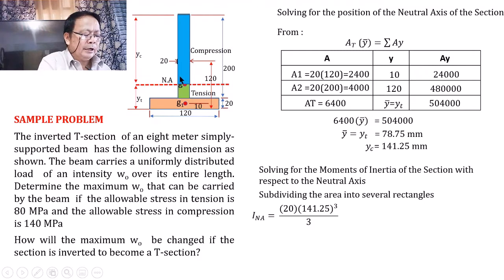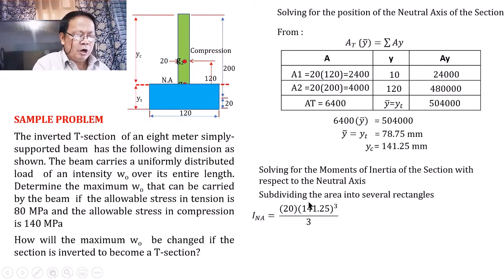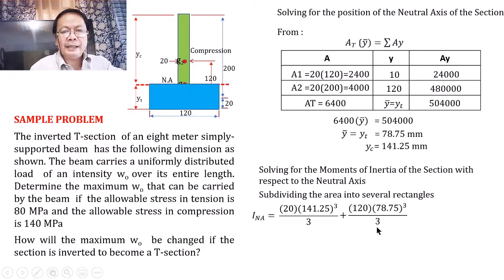Now second, yung ating malaking rectangle. Diba? Also the rectangle has the same base coinciding with the neutral axis, and so therefore we can also use this formula, and the formula will be equal to the base, which is equal to 120, the height, which is equal to y sub t, representing this magnitude of 78.75, divided by 3. Therefore this becomes plus 120 times 78.75 cubed divided by 3.